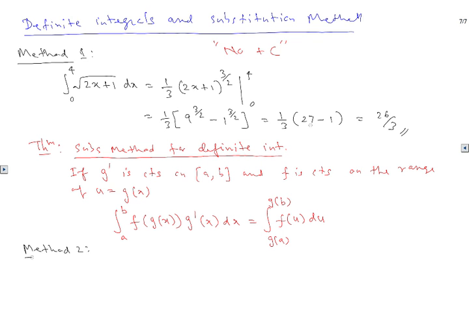So sometimes method 2 is much faster. So let's do the same problem, the integral from 0 to 4 of the square root of 2x plus 1 dx. So what's going to happen? I'm going to do this back calculation here.